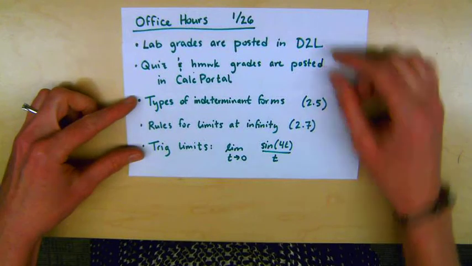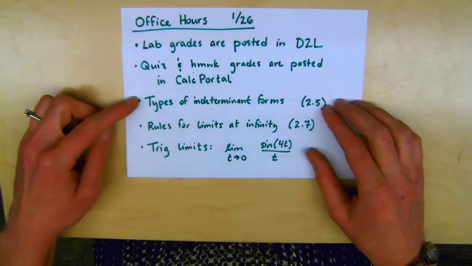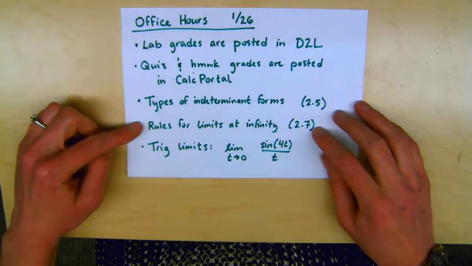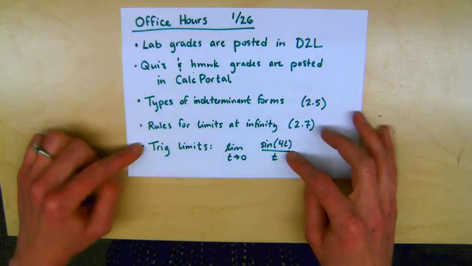The questions that we have for office hours are types of indeterminate forms, rules for limits at infinity, and also an example of a tricky trig limit.